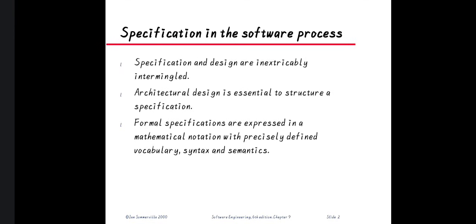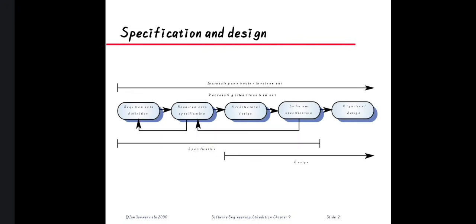Next one is specification in the software process. Specification and design are inextricably intermingled. Architectural design is essential to structure a specification. Formal specifications are expressed in a mathematical notation with precisely defined vocabulary, syntax, and semantics. Next, specification and design. This is the example diagram of specification and design.